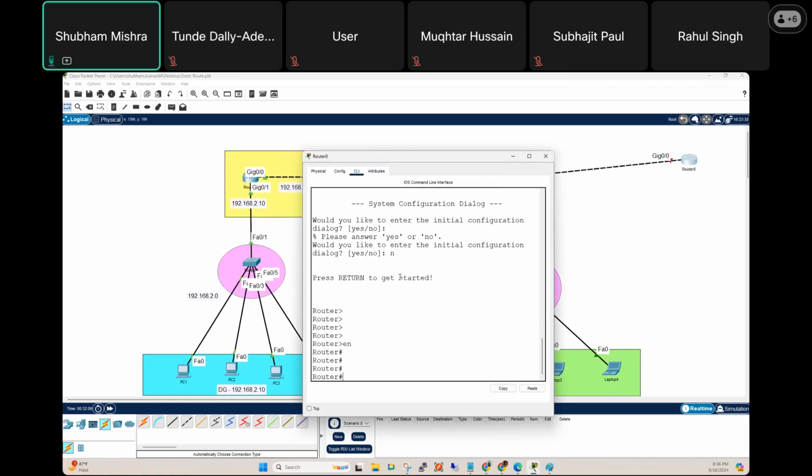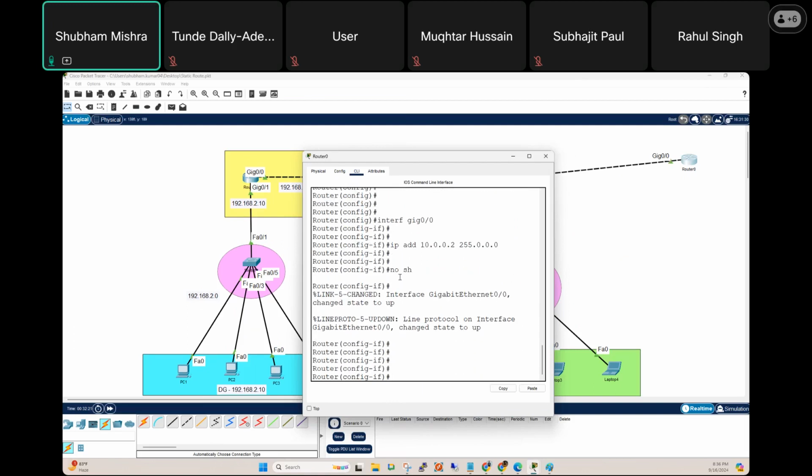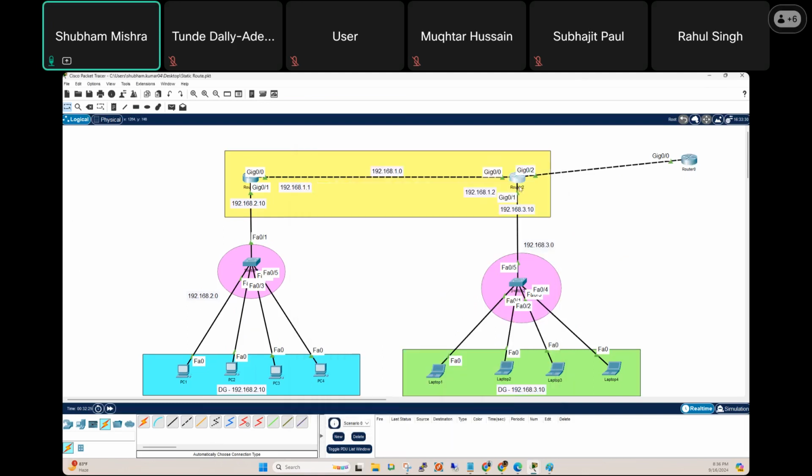Enable, config, interface gig 0/0, IP address 10.0.0.2, 255.0.0.0 and then writing no shutdown. Done na everyone? Yes or no? Yes. Now come on this network.